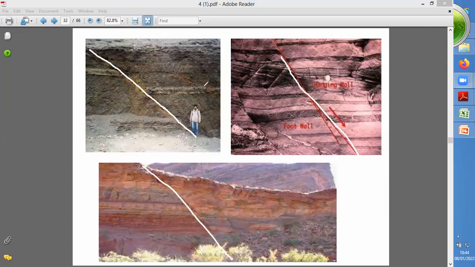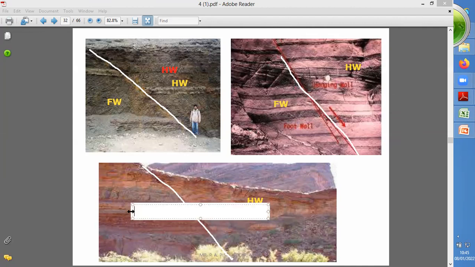Now how can you consider hanging wall, footwall? Here the block which rests above the fault plane, that block is considered as a hanging wall. I will write here HW. This is the hanging wall. Here, this is the hanging wall. And here, this is the hanging wall. The block which rests above the fault plane. And the block which rests below the fault plane is considered as a footwall. So these are the footwalls. Hanging wall and footwall.